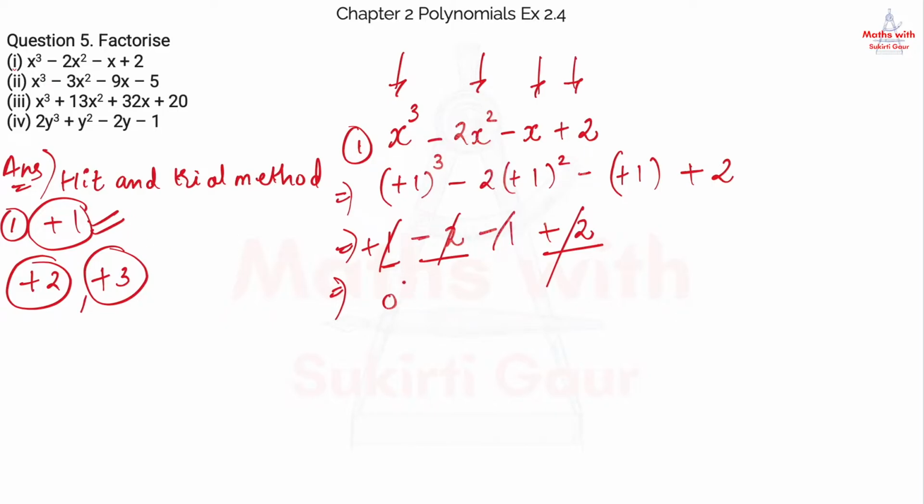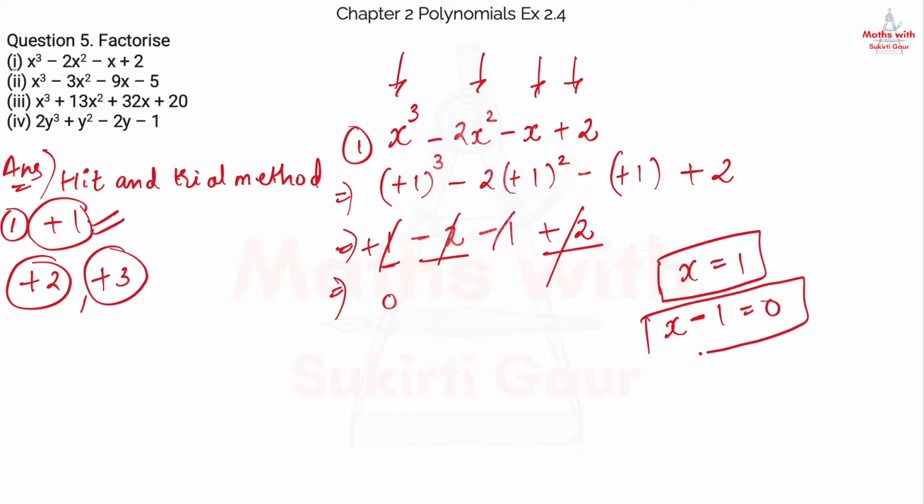I've got 0 here. So can I say that at x equals to plus 1, we are getting the value of this polynomial as 0. So I can say, if I take this plus 1 on the left hand side, we will be getting x minus 1 equals to 0. And our first factor of this cubic polynomial is x minus 1. So we'll write it here.